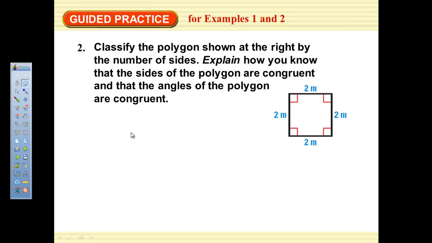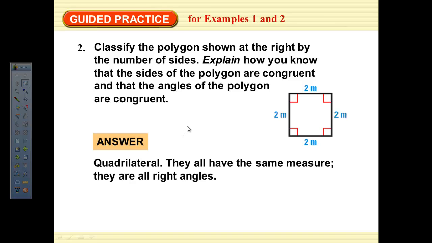And for this one, we want to classify the polygon by the number of sides and explain how we know the sides are congruent and also how we know the angles are congruent. In this case, it has 4 sides, so it's a quadrilateral. We know that all of the sides are equal because it's marked with 2 meters on each side. And we know that the angles are equal because of these red squares. It tells us all of these angles are right angles. And we're done with this one. Thanks.